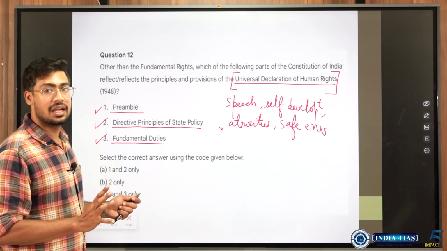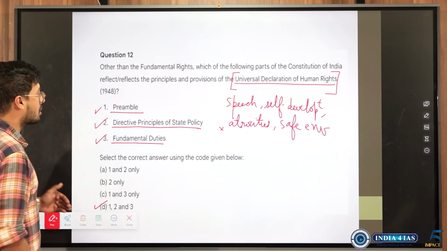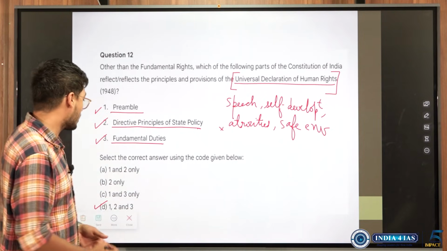So if you think this way and take a broad perspective, then we could have easily answered it as 1, 2, 3. So when such broad questions come, take the broadest perspective that you can think of.